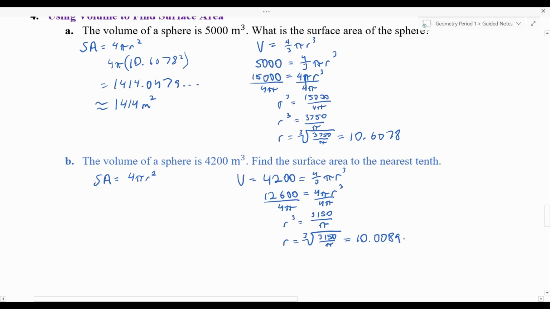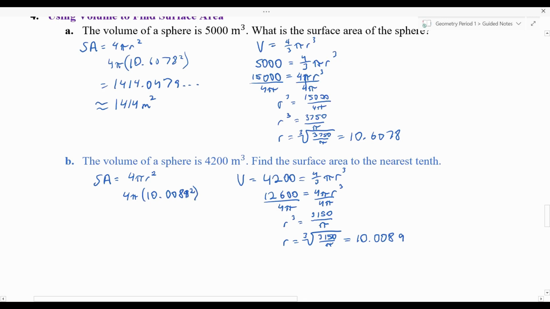10.0089. Yes, I could have actually left it at just 10 because I got the 2 zeros, but me being the person that I am, I like precision, so I go ahead and carry 4 significant digits, and then at the final step I'll do the rounding. So now that I know what my radius is, I can go back to my surface area equation, and I take 4 pi. Radius is 10.0089. It's going to be squared.